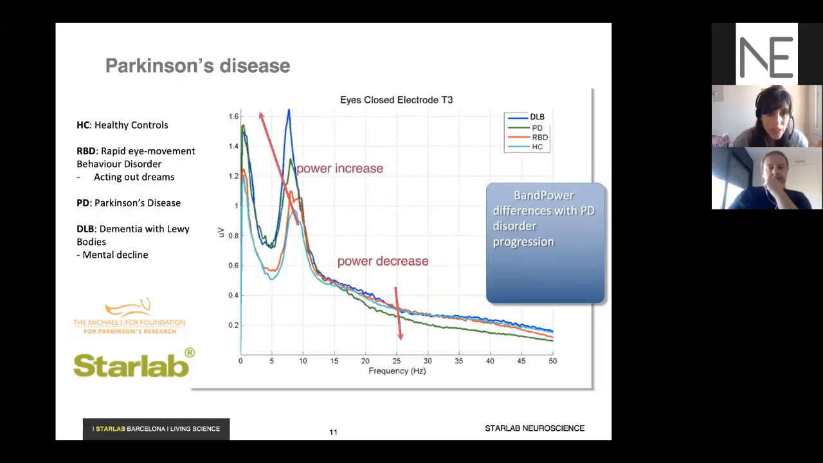So this is the disorder progression, and you can see from the figure here that we notice power increase, and then we notice the slowing of the alpha band, moving towards the lower frequencies. And we also notice power decrease in this population.